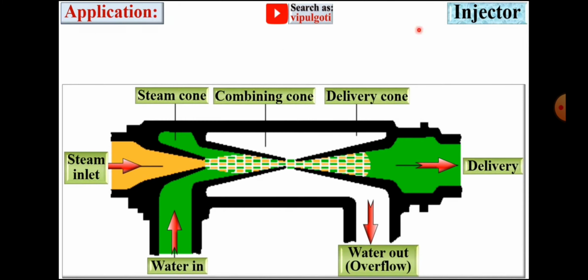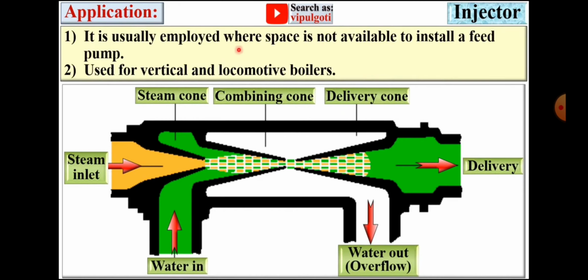Next, application of the injector. It is usually employed where space is not available to install a feed pump, because you know that a feed pump is also used to increase the pressure of the water. Used for vertical and locomotive boilers.